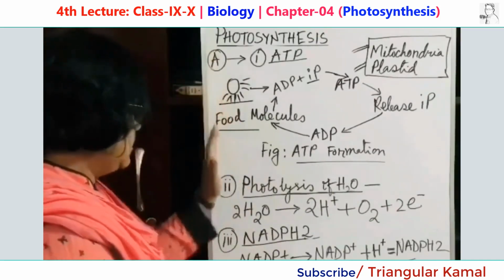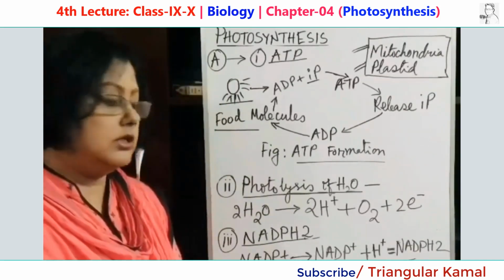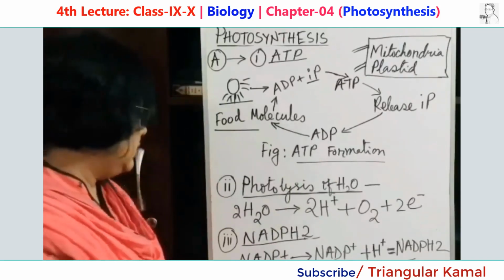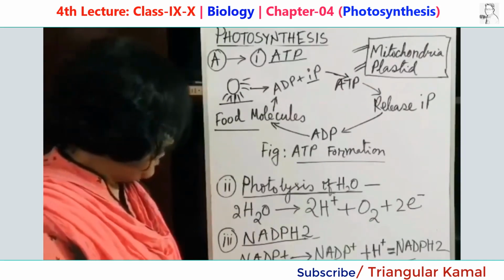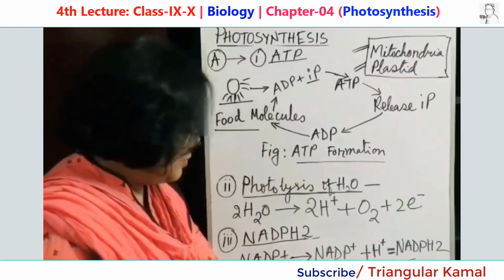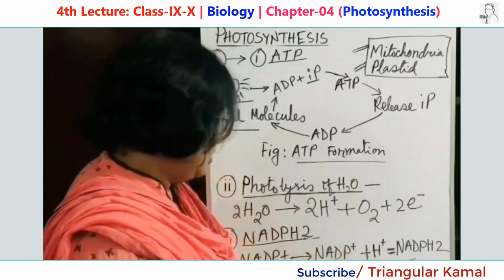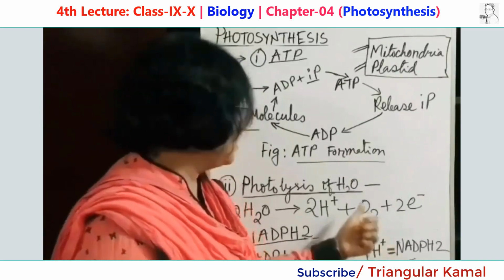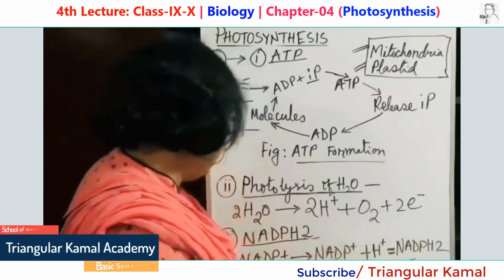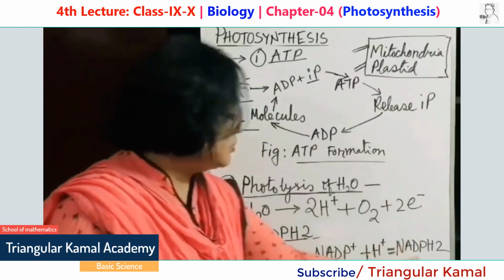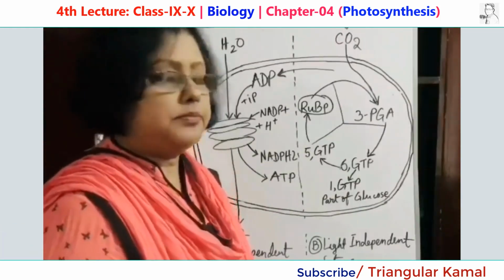That means all these things occur in the thylakoid, which contains chlorophyll, in the presence of light. So what is happening here? The stroma already has NADP plus. That NADP plus combines with hydrogen ion and electron produced in the photolysis of water and turns into NADPH2. And these three things are produced in the light dependent stage. Let's discuss the light independent stage.